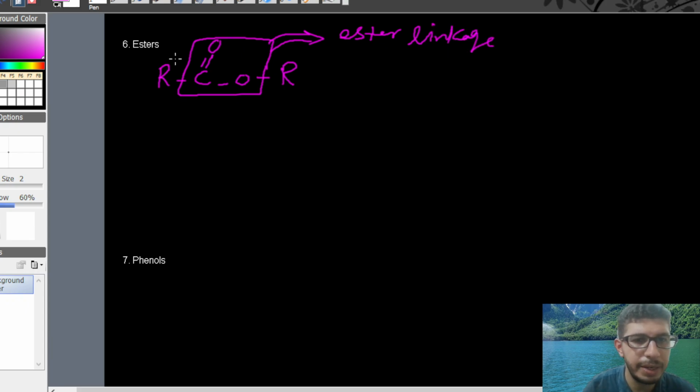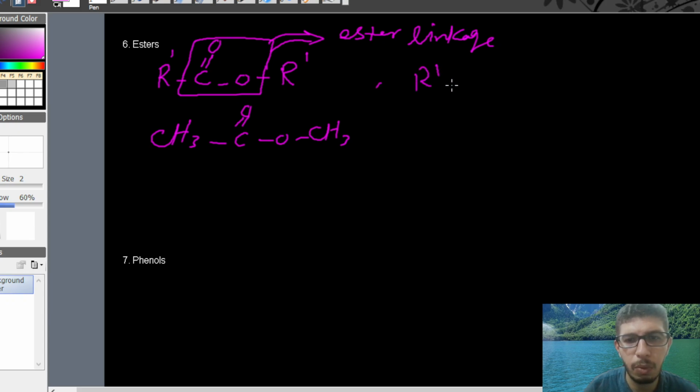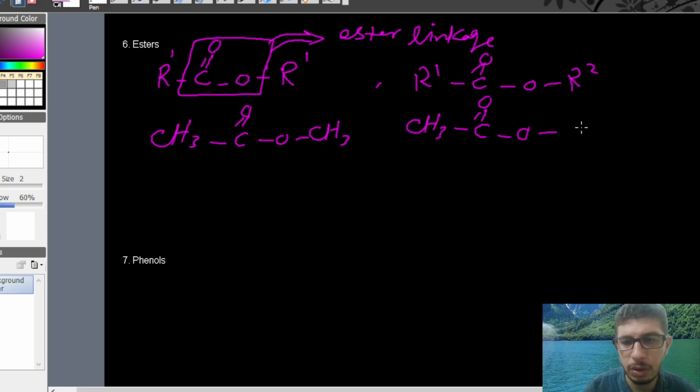One example is R1 and R1 as well. So let's write CH3, C double bond O, O, CH3. This is an ester. It could be something like R1, C double bond O, O, R2. So this could be CH3, C double bond O, oxygen, which is the ester linkage, and then C2H5. The nomenclature of esters, we will discuss later.